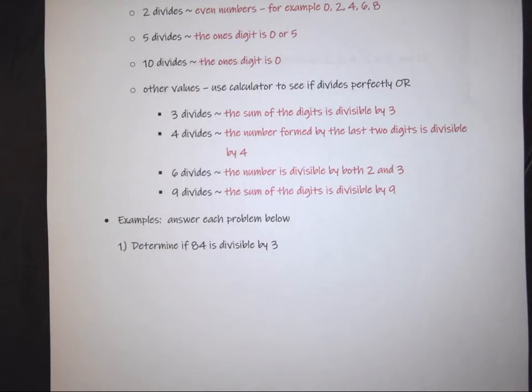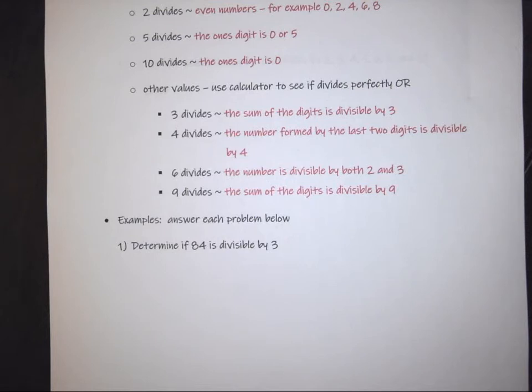Now, 4 is a very odd definition. Divisible by 4 says that whatever number you have, you want to look at the last 2 digits. So we're talking about the 1s and the 10s. When you look at those last 2 digits, look at them as a number itself. If that specific number is divisible by 4, then the whole number you have is divisible by 4.